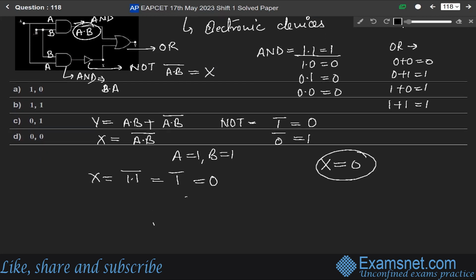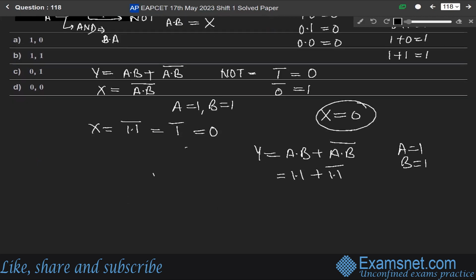Now for Y, means A dot B plus A dot B bar, when A equals 1 and B equals 1. So putting the values, 1.1 plus 1.1 bar. So 1.1 is what? 1. Plus 1.1 bar means 1 bar. So 1 plus 1 bar is what? 0. So 1 plus 0 will be 1. So we will get X equals 0 and Y equals 1. So option C, 0, 1, is the correct option.